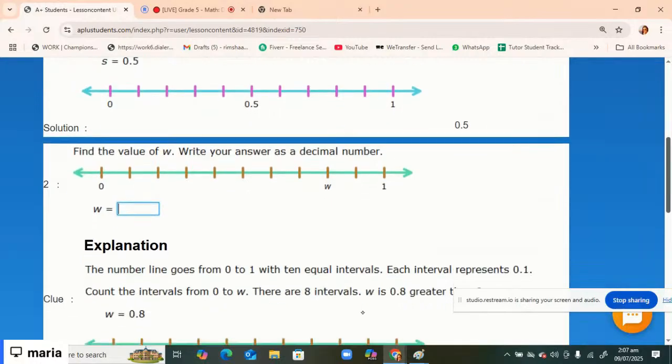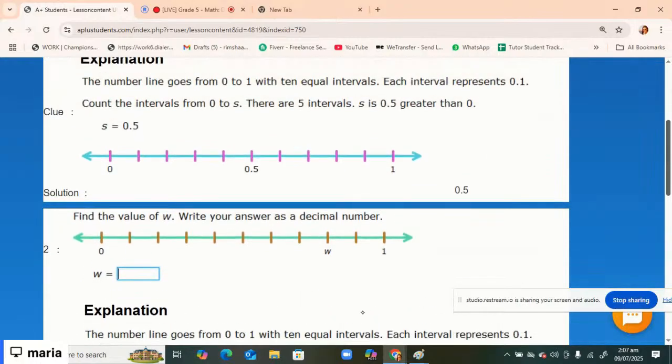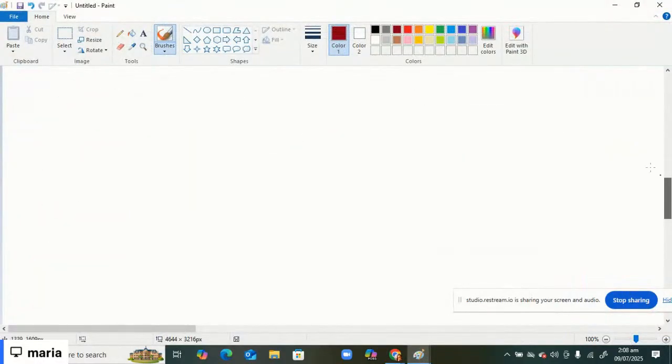Now let's suppose I'm going to write it here, and you guys tell me: find the value of w and write your answer as a decimal number. The number line goes from 0 to 1 with 10 equal intervals. So at which point does w lie on the number line? Let's draw the number line, then we'll find it out.